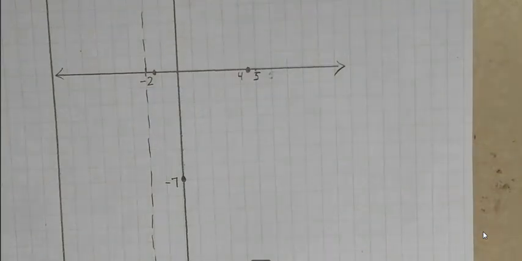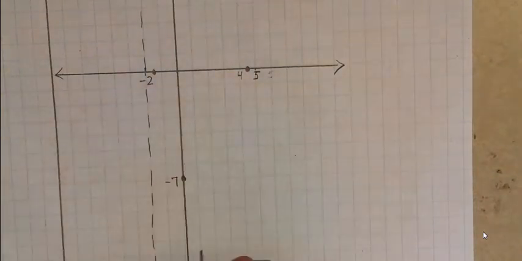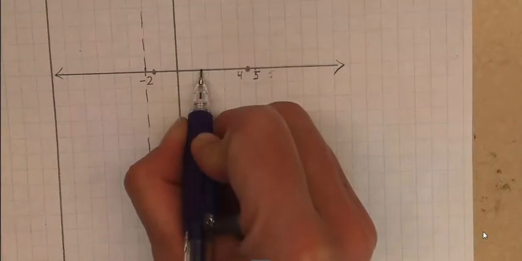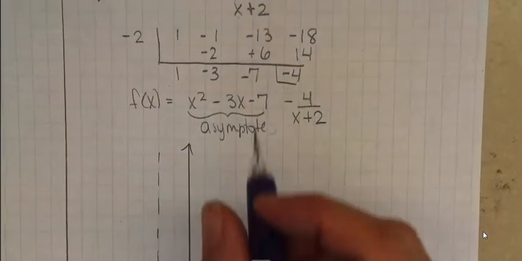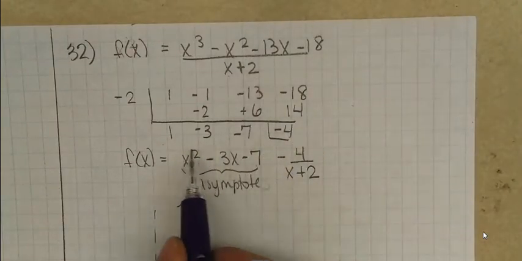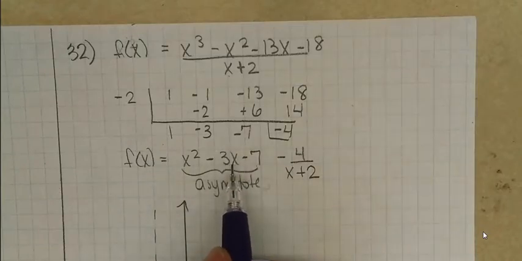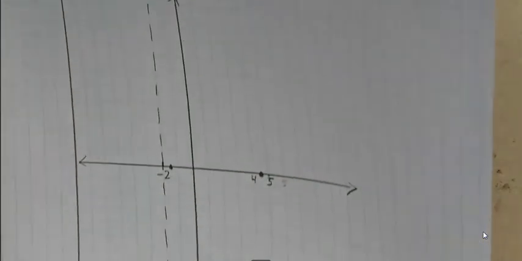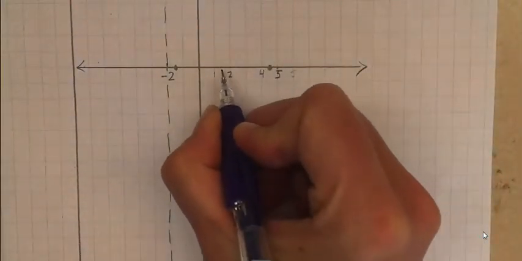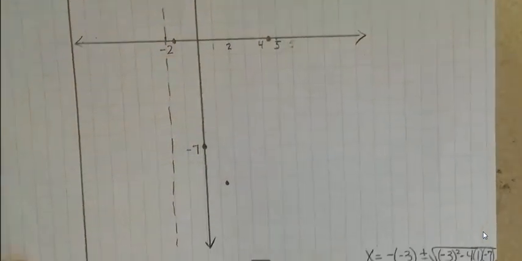Okay, now my vertex is going to be halfway between those two. So my vertex actually ends up being at 1.5. And then if I plug 1.5 back into my original equation, or here, this one, this works. You need to plug it into my asymptote. If I plug 1.5 in, I'm going to end up getting negative 9.25. So this is 1, 2. So approximately here.